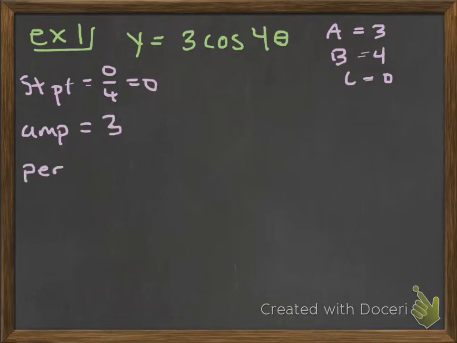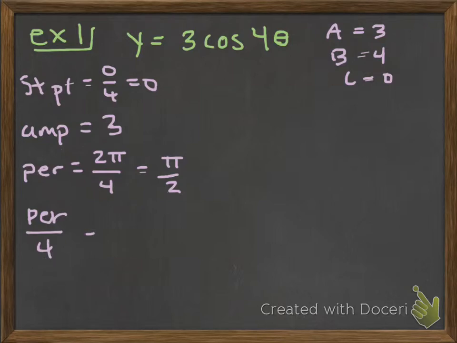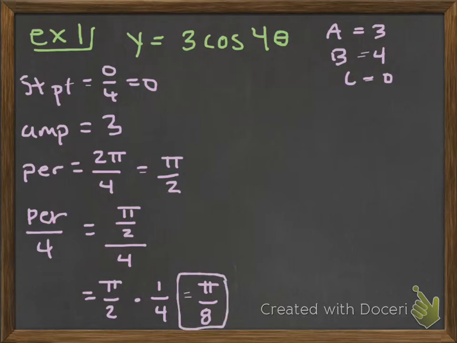My period is 2 pi over my b value of 4. So this will reduce to be pi over 2. And then to find the period over 4, we take our period, which was pi over 2, and we divide this by 4. And remember, when we divide fractions, we keep, change, flip. So I'm going to keep the top of pi over 2, and I'm going to multiply by the reciprocal of 1 over 4. So what we're going to be adding each time is pi over 8. This is what we're going to be adding to all of our x values.